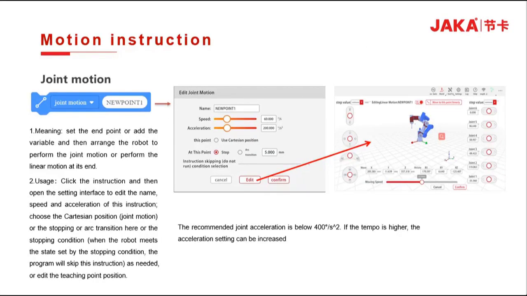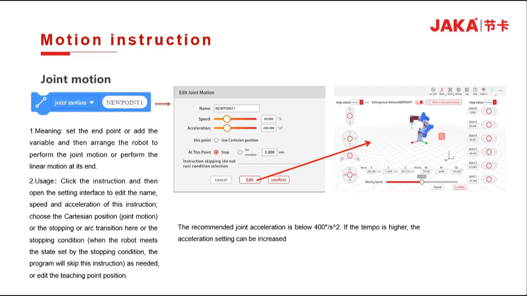Let's take a look at programming instruction for joint motion. As previously, we can see all the actions we can do for joint motion. But different from linear motion, the speed and acceleration of joint motion refer to the joints' movement. The recommended acceleration of a joint motion during programming is below 400 degrees per square second.